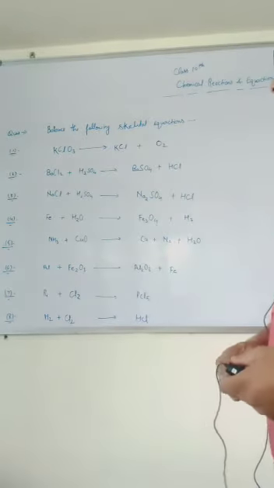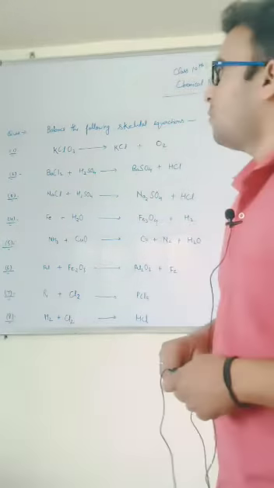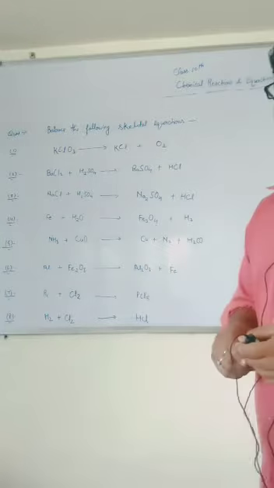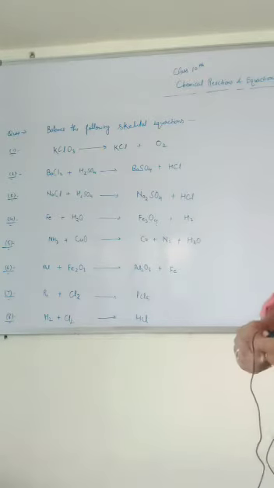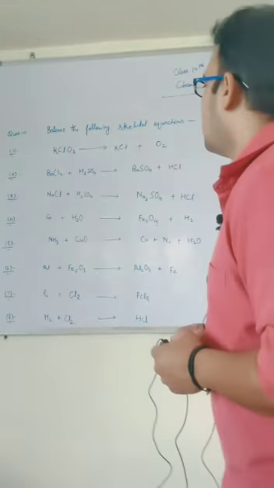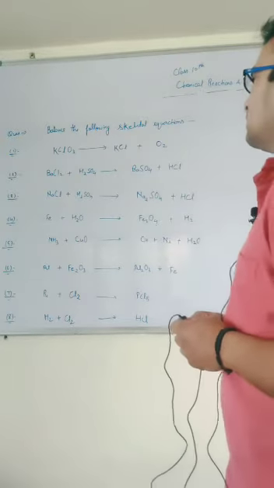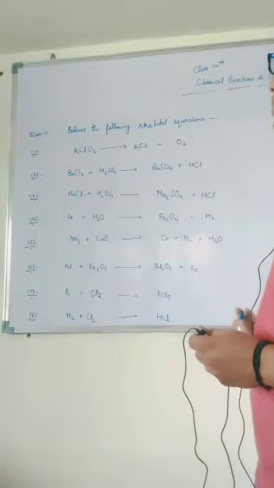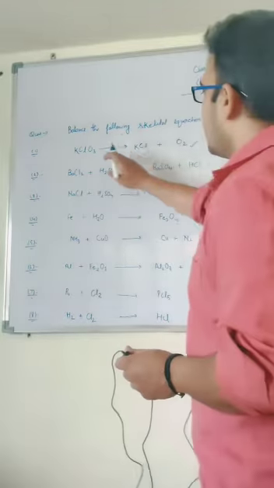In the previous lecture, we studied what a chemical reaction is, what a chemical equation is, what a reactant is and what products are. Now we are solving the following skeletal equations, and in these we learn how to balance a skeletal equation. Here are a total of 8 equations. We have to solve all of these. Okay, now we take the first equation.